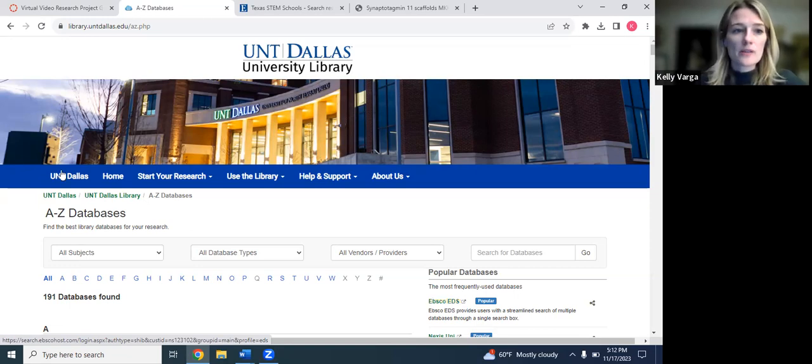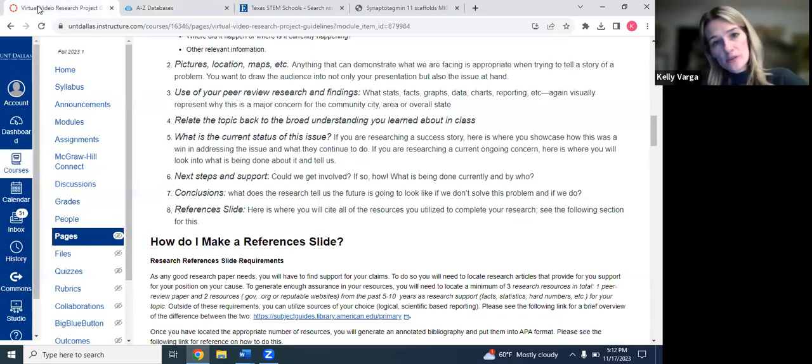Okay, so now let's go back. So, okay, Dr. Varga, I've pulled my research papers, or I've pulled my one research paper. I've got my one peer review article. Okay, great. You can also use .govs, .orgs, but you need to have at least one of those peer review research papers that has to be represented, meaning just some of the information coming from a peer review research paper.